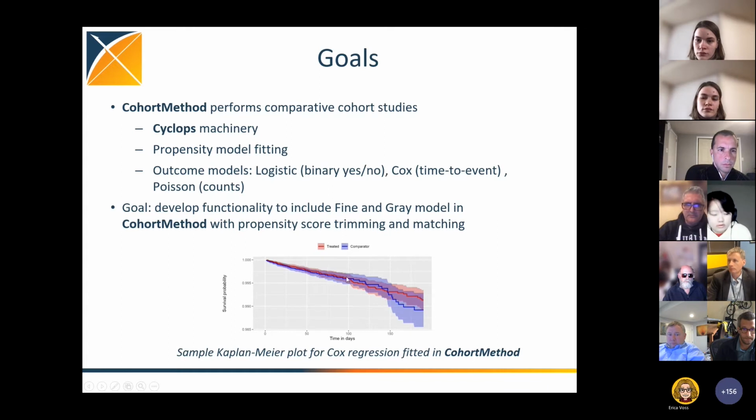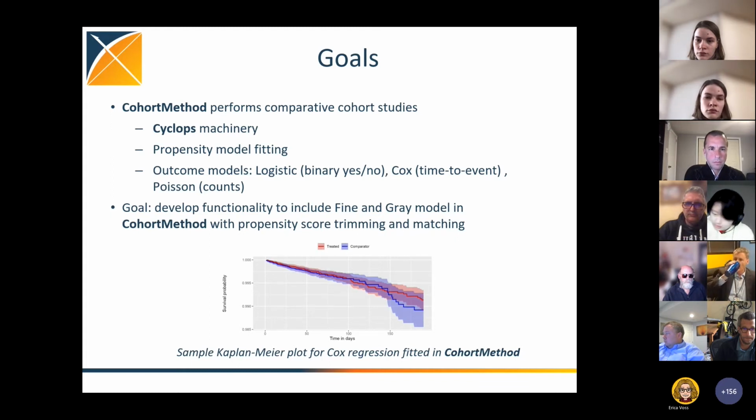Currently in our OHDSI HADES tool stack, we have CohortMethod, which is an R package that currently performs new user comparative cohort studies in our OMOP common data model. It implements machinery built in Cyclops to fit large-scale propensity models and 3 types of outcome models: logistic for binary yes-no data, Cox for our time to event data, which is our data of interest, and Poisson for count data.